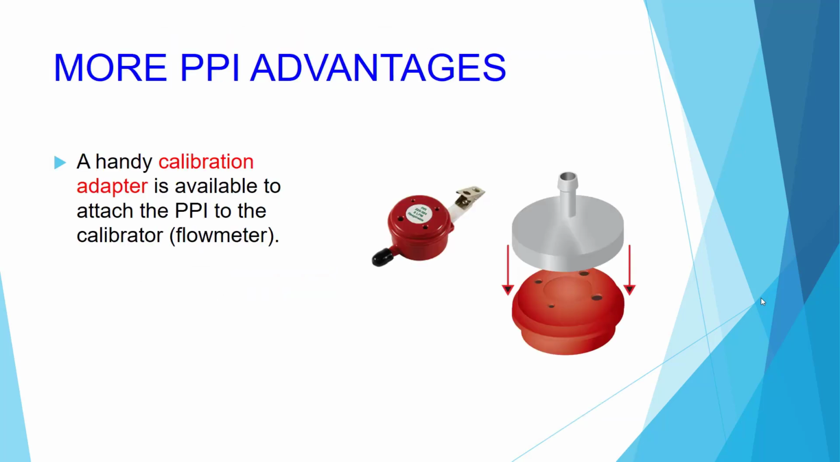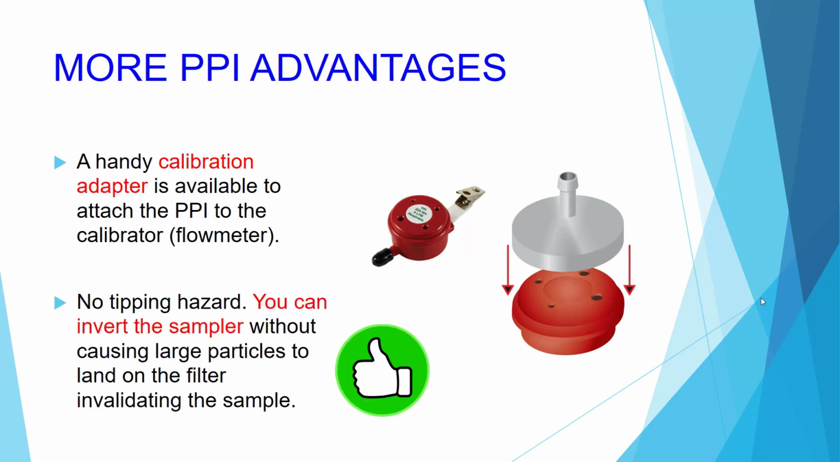The most popular model of the PPI sampler is the plastic disposable model shown here. The disposable PPI requires no assembly, is small and lightweight, and there is also a handy calibration adapter. The biggest advantage, however, is that you can invert the sampler without causing the large particles to land on the filter, invalidating the sample. If you invert a cyclone, you have to repeat the sampling another day.